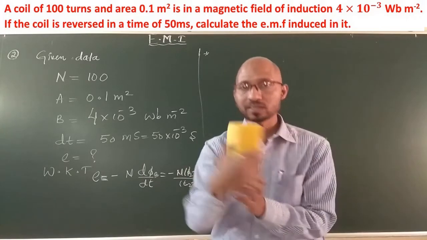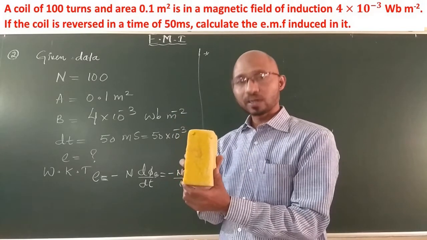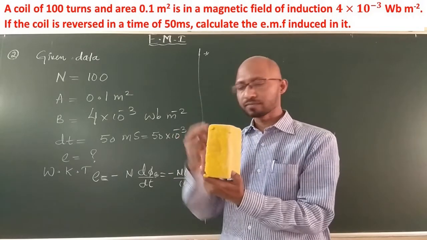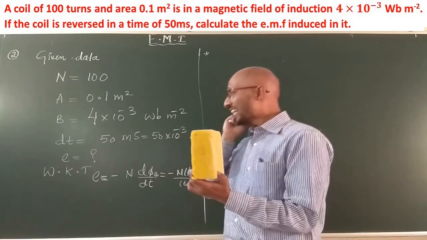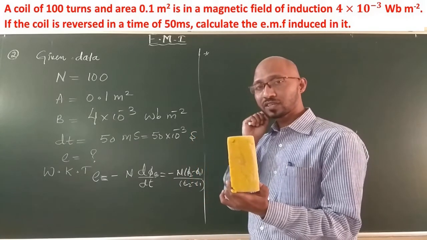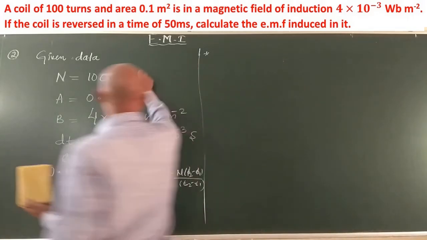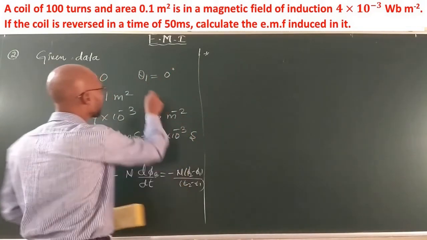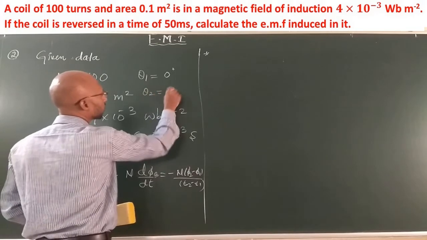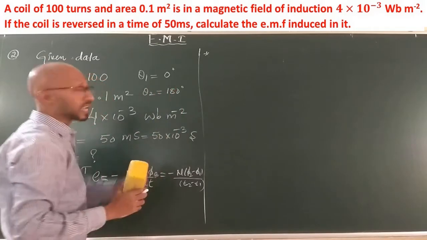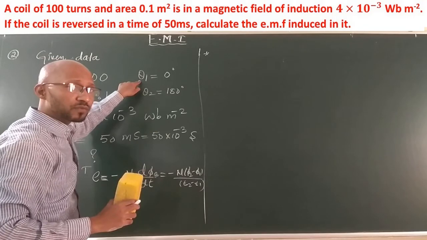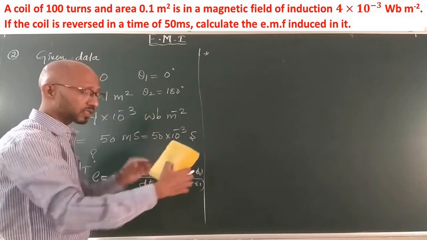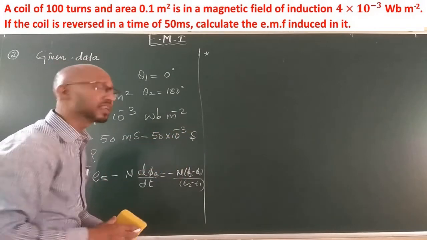Now it says that if the orientation of the coil is changed, that is, if I reverse this coil, reverse means completely reverse, 180 degrees. So it is talking about the angles. What is the initial angle? What is the final angle? The initial angle is 0 degrees, because both are in the same case. In the second case, it is 180 degrees. So what is the amount of initial flux in the coil, and what is the amount of final flux when the coil is reversed?